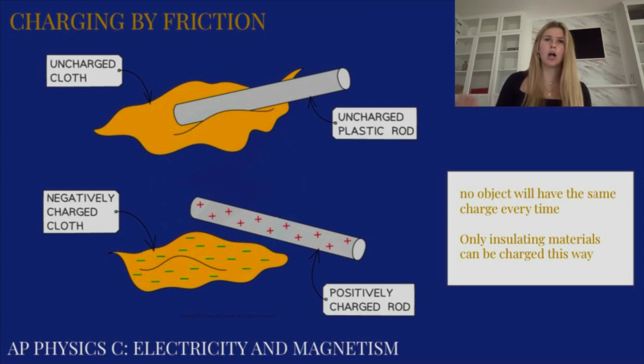Like for example, this cloth, if you rub it against something else, it won't necessarily have a negative charge again. It's all random, you won't know until you test it. And only insulating materials can be charged this way. You cannot do this with a metal rod or something like that.